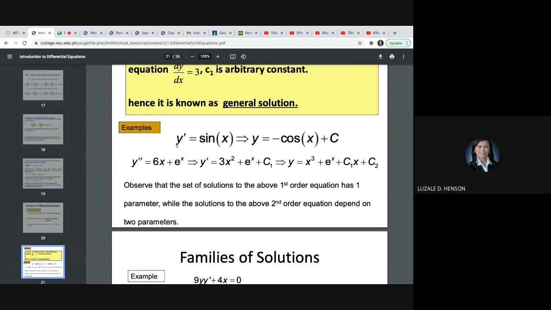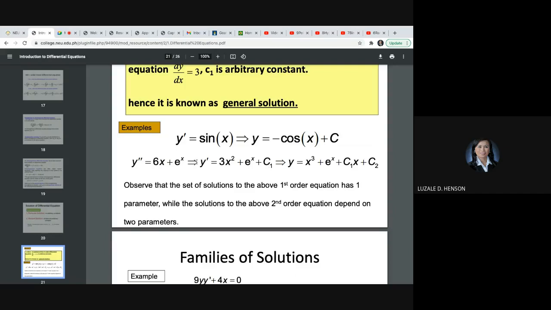And then, another example, you have a double prime, no? So integrate both sides. The integral of y double prime is y prime. The integral of 6x is 3x squared, kasi mag-a-add ka, no? 6x squared over 2, so meron ka ngayong 6 over 2 is 3. Kaya 3x squared, which is this one. The integral of e to the x is still e to the x. Pero palagi kang maglalagay ng plus c sub 1 kasi nag-integrate ka, di ba?